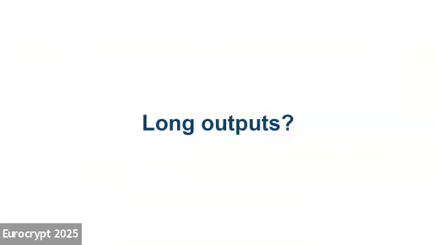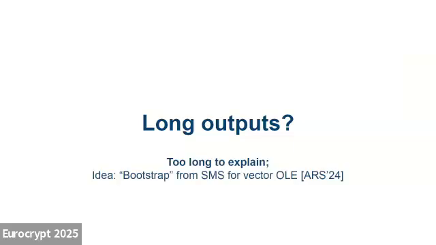And so this was for single bit outputs. How do we get long outputs? I don't have time to explain that in this talk, but the idea is we use SMS for vector OLE to perform this decryption step at the end in a succinct manner.